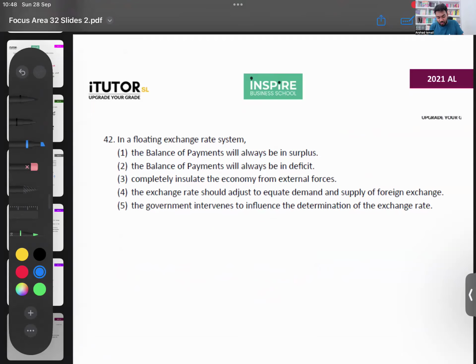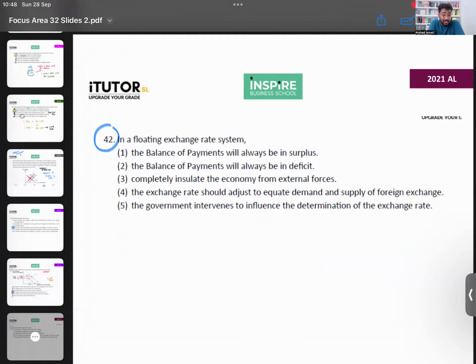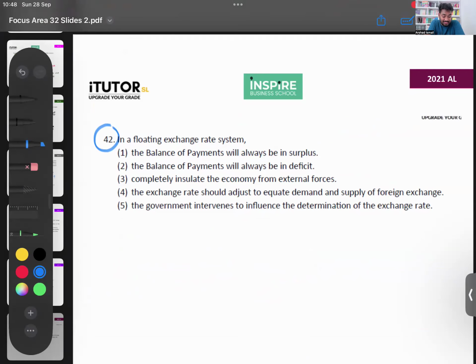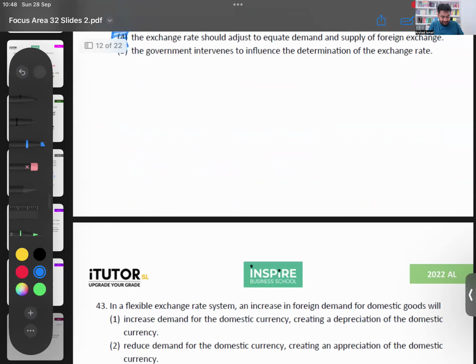Then going into the next one, 2021, question number 42. In a floating exchange rate system, easy one. The balance of payment will always be in a surplus. The balance of payment will always be in a deficit. It completely isolates the economy from external forces. Exchange rates should adjust to equate demand and supply. The government intervenes to influence the determination of the exchange rate. A floating exchange rate is simply based on demand and supply, where the exchange rate starts adjusting. So that is number 4. Easy, coming from the definition itself.